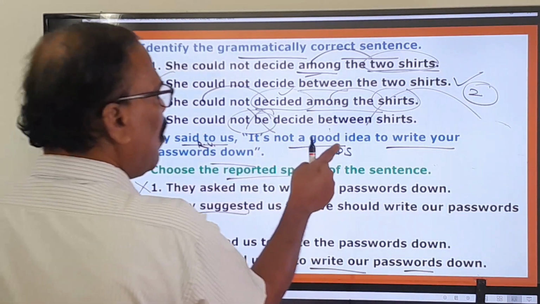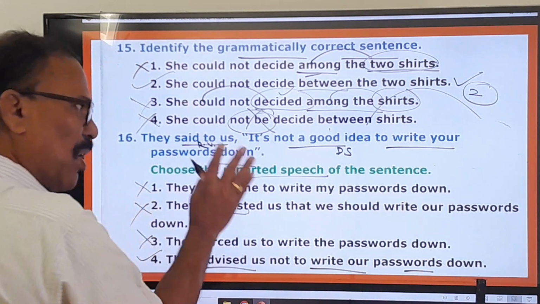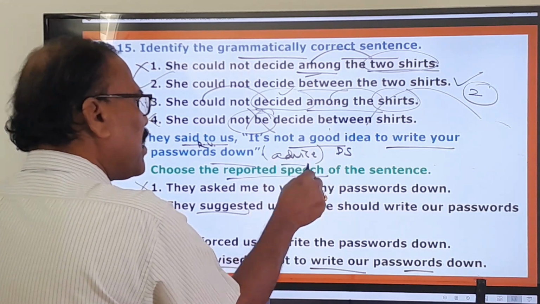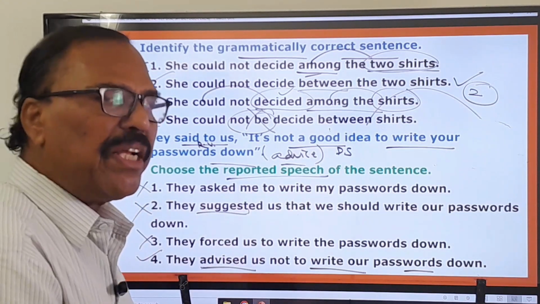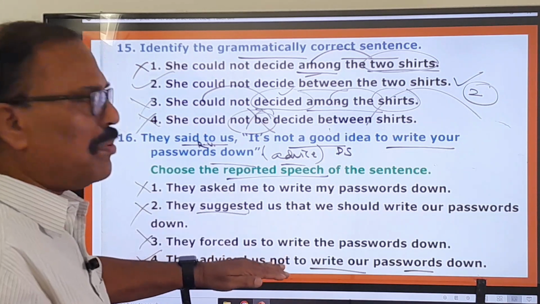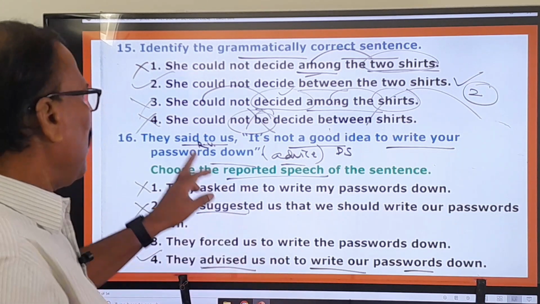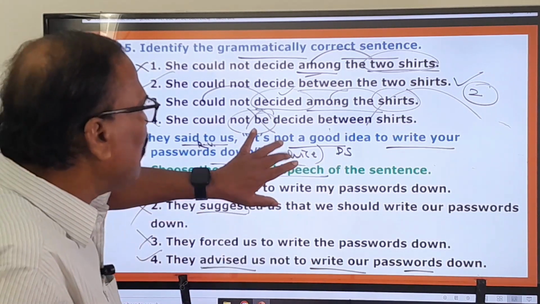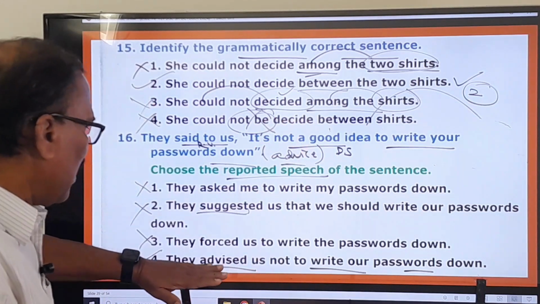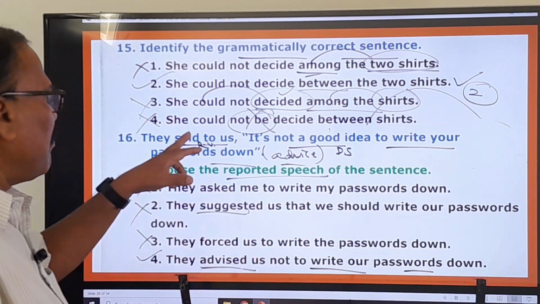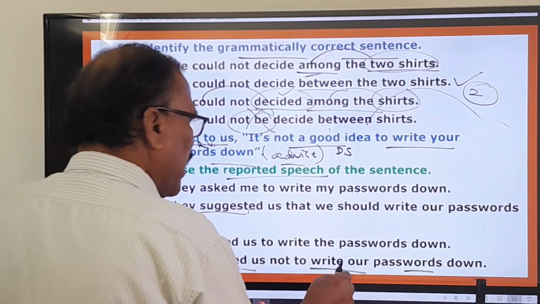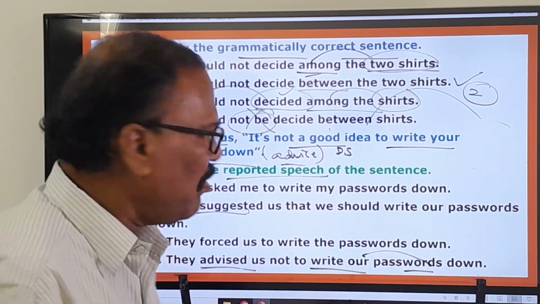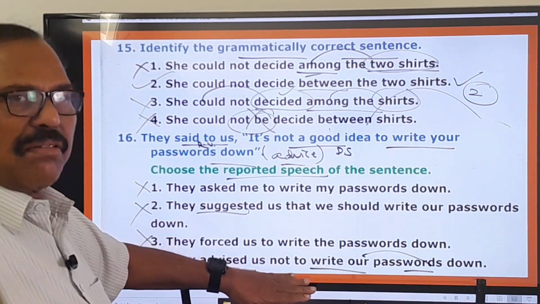They said to us, it is not a good idea to write your passwords down. Some advice is there in this. That's why, without following the grammatical rules, he has directly changed this into indirect speech like this. Actually said to should be changed into told, but it's not like that. Since there is advice in this direct speech, it is said like this. They advised us, instead of said to us. And here, not to write our passwords down. Going out of the grammatical rules, this sentence has been turned into this indirect speech.